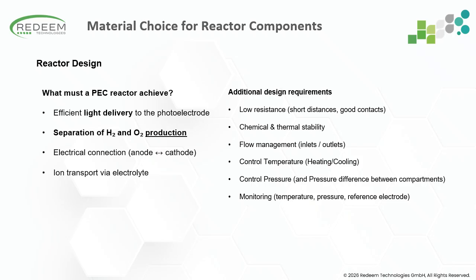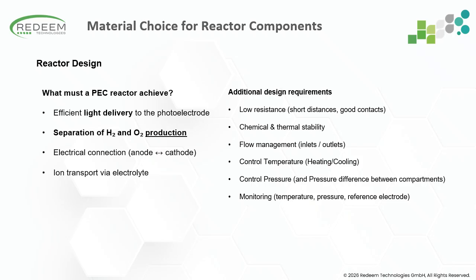And the last point is important because producing hydrogen and oxygen separately is much simpler and significantly safer than generating a mixed gas stream and separating it afterwards. So separating hydrogen and oxygen after they have already been mixed is both energy intensive and also technically challenging. So most reactor designs aim to keep the two products separated from the very beginning.